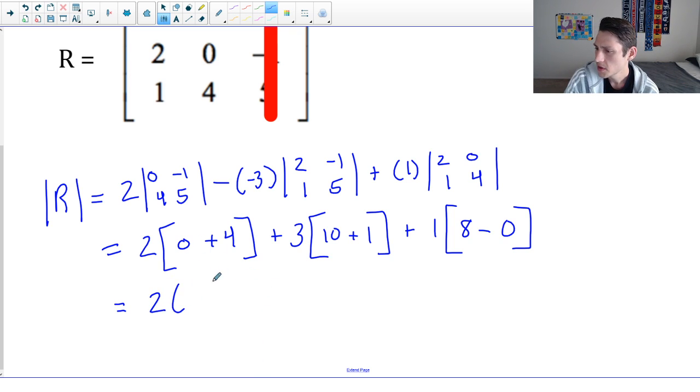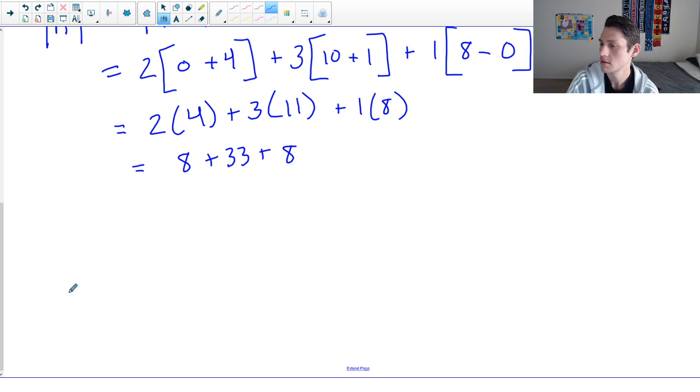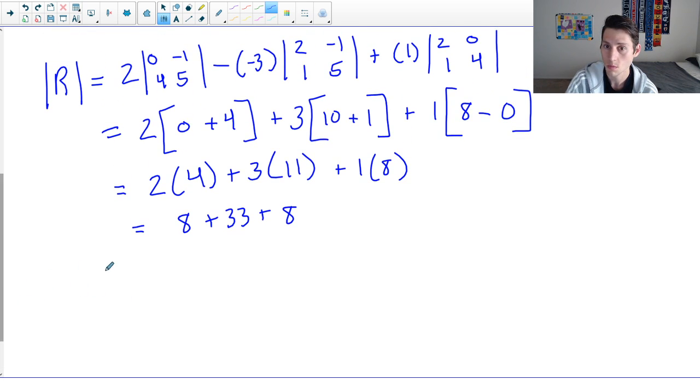Okay, so a little more simplifying. 0 plus 4 is 4. 10 plus 1 is 11. 8 minus 0 is 8. So 8 plus 33 plus 8. So 49.